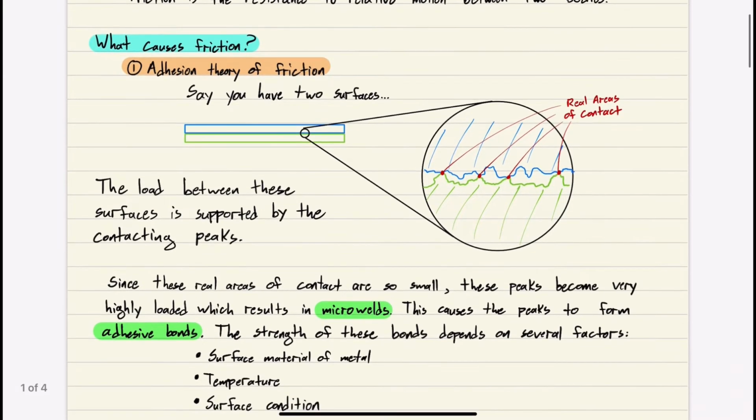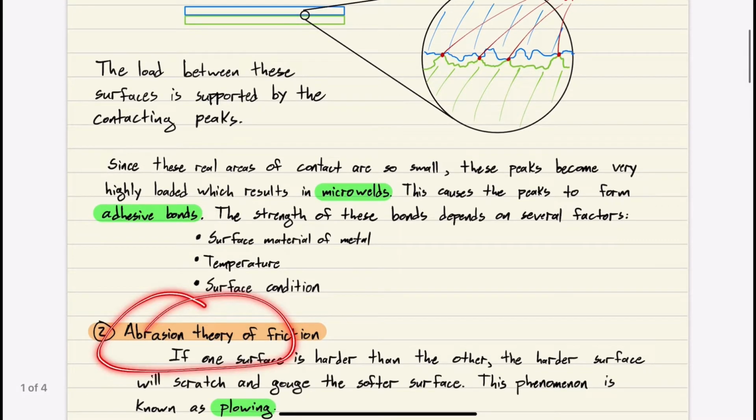So, what causes friction? Well, that's a good question. I didn't have a great answer, so I went over to my manufacturing textbook and I found two theories of friction that I read just a little bit about. There's the adhesion theory of friction, and then there is the abrasion theory of friction.